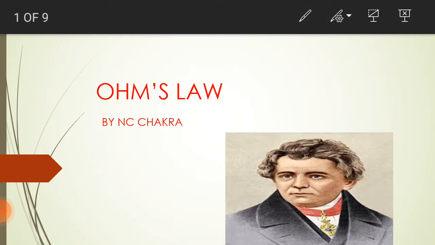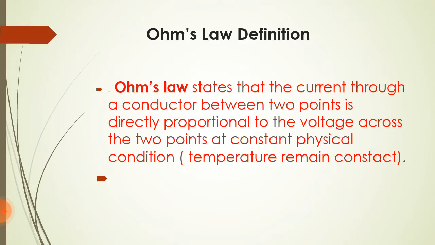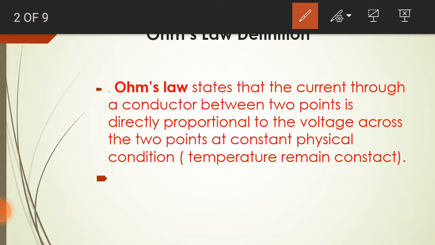He gave the relation between voltage and current by performing experiments, and that experiment is written as Ohm's law. Let us discuss what Ohm's law is. Ohm's law states that the current through a conductor between two points is directly proportional to the voltage across the two points or ends of a conductor at constant physical condition. Constant physical condition means the temperature, the pressure and the dimension, everything will remain constant.